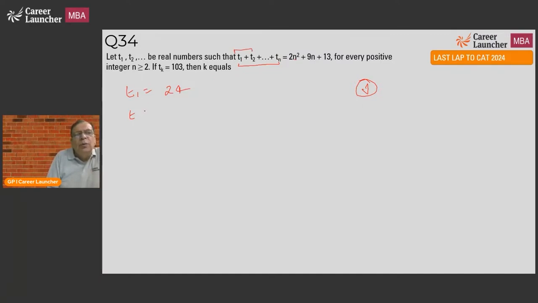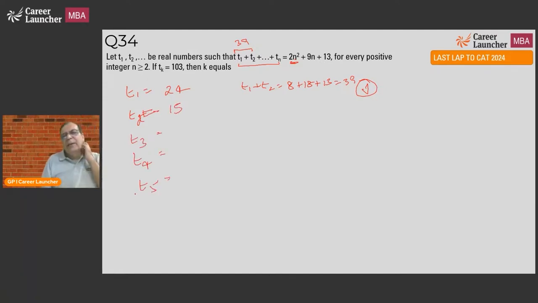Put N equal to 2. So T1 plus T2 will be equal to 2 to the 4 into 2, 8. And 9 to the 18 plus 13. So 13 and 8, 21, equal to 39. So T1 plus T2 is equal to 39. And T1 is 24. So T2 will be equal to 15. Similarly, find T3, T4, T5, identify a pattern. You'll get a pattern and you'll get the answer.